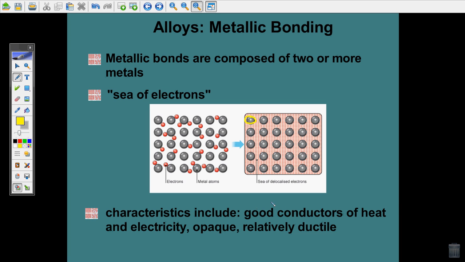Some characteristics include they're good conductors of heat and electricity, they're opaque, meaning you can't see through them, and they're relatively ductile, so we can shape them into wires.